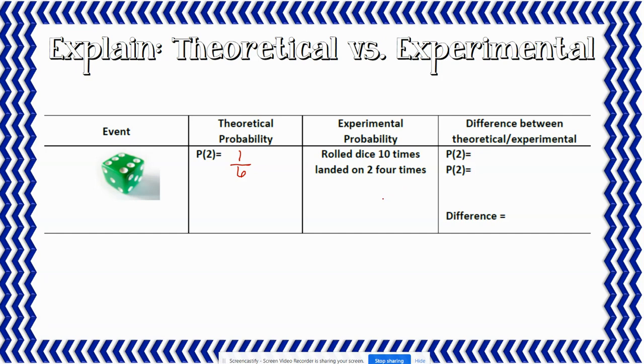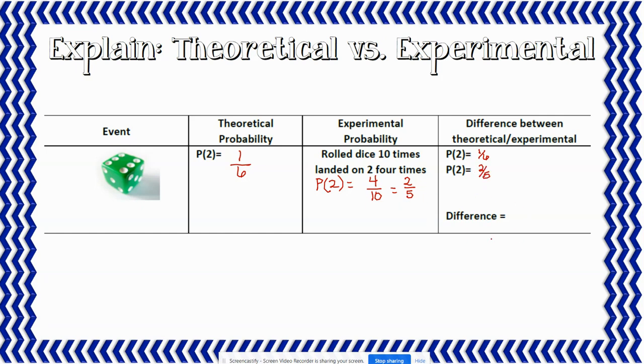So if you look at the experimental side, you see that we actually rolled 10 times and landed on a 2 4 of those times. So that means that experimentally, the probability of landing on a 2 was that they landed 4 times out of 10. And 4/10 would simplify to 2/5. So let's look at the comparison between this. The theoretical probability of a 2 was 1/6, and the experimental probability of a 2 was 2/5.